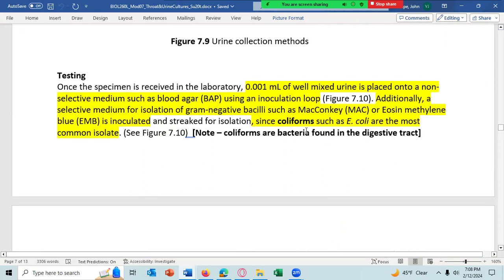Coliforms, especially the Enterobacteriaceae, are the most common isolate isolated from the urinary tract infection. Coliforms are just bacteria that grow in the colon. Most of them are Enterobacteriaceae, members of that family.